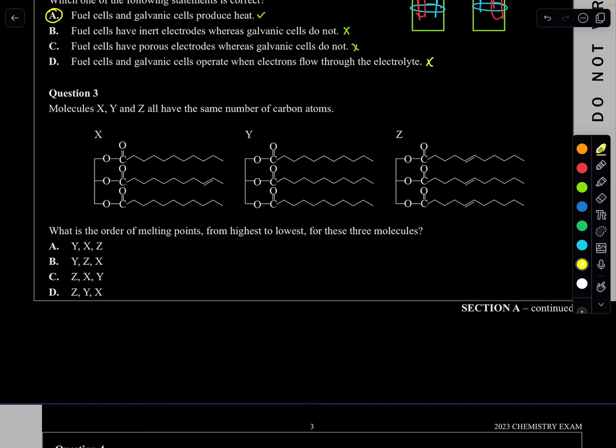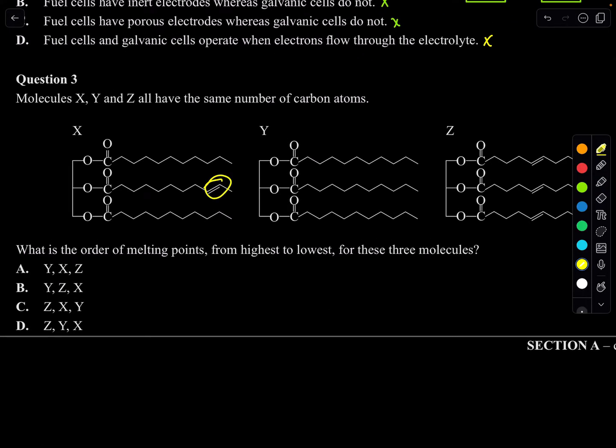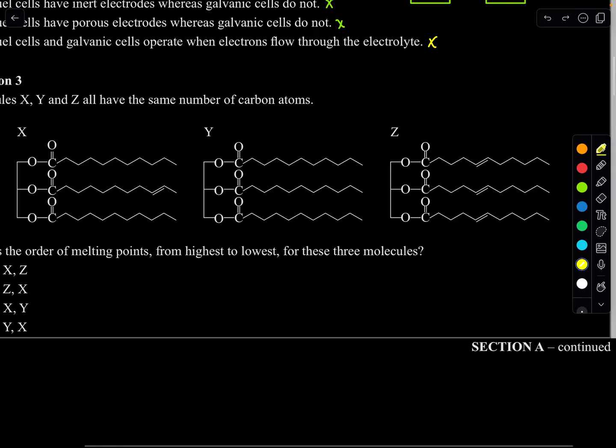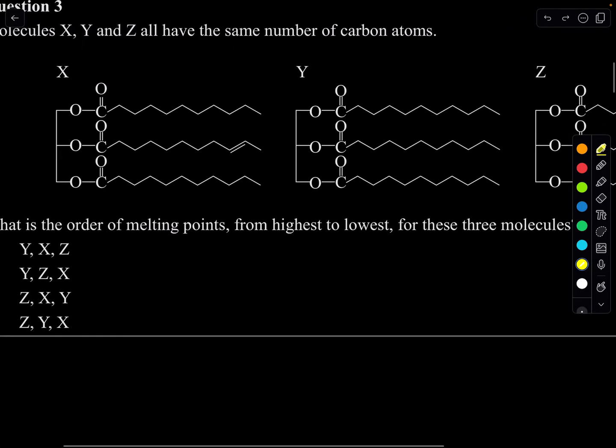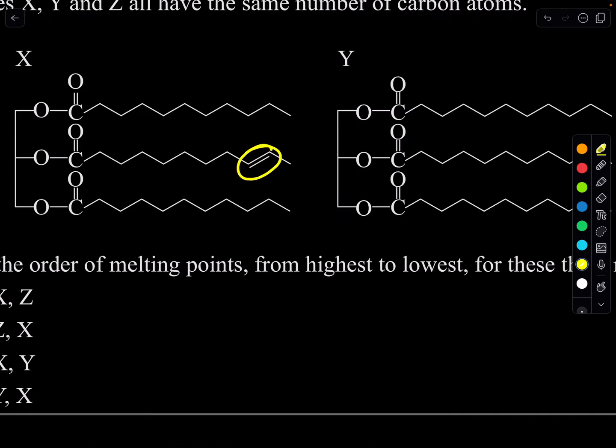Question 3. Molecules X, Y, and Z all have the same number of carbon atoms. We can see that some just have double bonds, whereas others don't. This one has 3 double bonds. What is the melting point from highest to lowest for these 3 molecules? Easy. Do you know what we call it when there's a double bond, especially in these triglycerides? These are called kinks, and kinks are a big problem because they don't allow the molecules to chain up or compress each other.